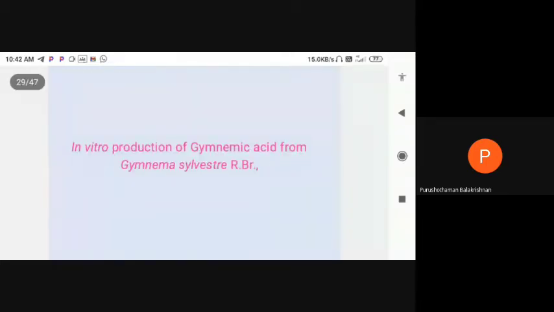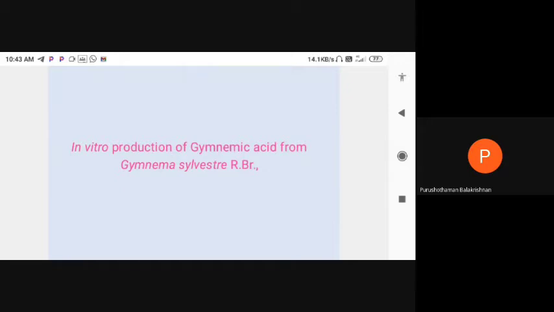Our studies: we did this in our PhD work, and we are now doing many project works in this aspect. One of our successful projects is in vitro production of gymnemic acid from Gymnema sylvestre. In Tamil, this Gymnema sylvestre is called Sirukurinjan. It is a very good traditional and antidiabetic medicinal plant. So we have to isolate the gymnemic acid from Gymnema sylvestre.